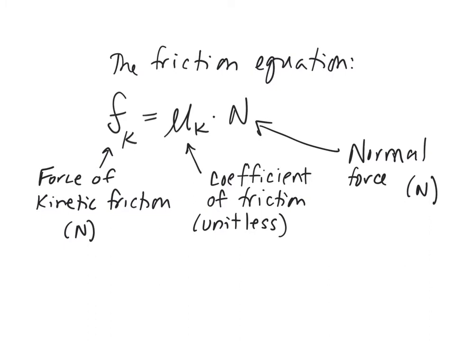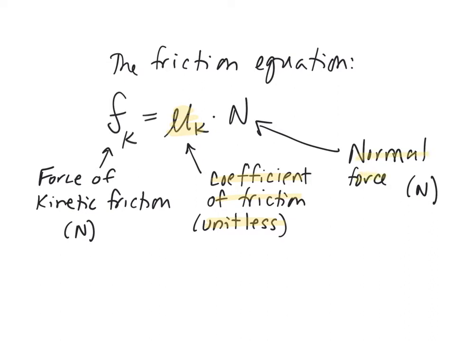So the friction equation, and I think we probably had this on the board at the end of class on Tuesday, is for kinetic friction, Fk is equal to mu k. Remember, that's the Greek letter mu. That's called the coefficient of friction. It's got no units. It's a unitless coefficient. Times n, which is the normal force.